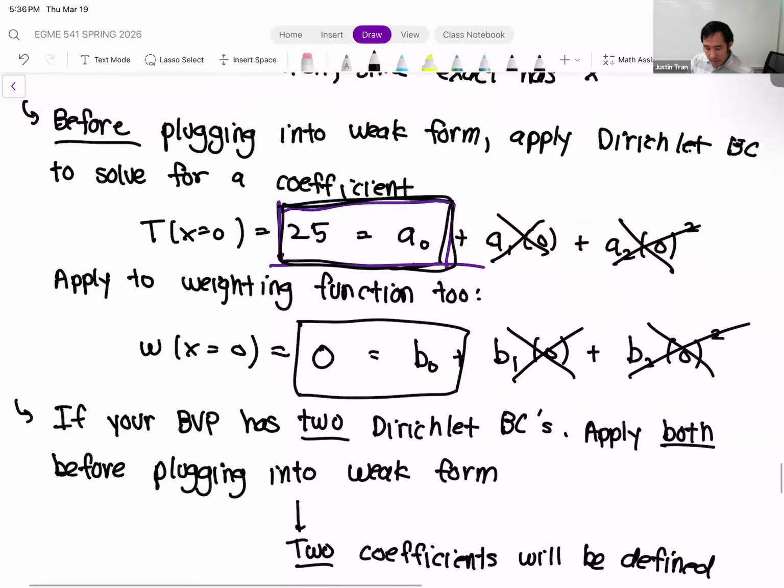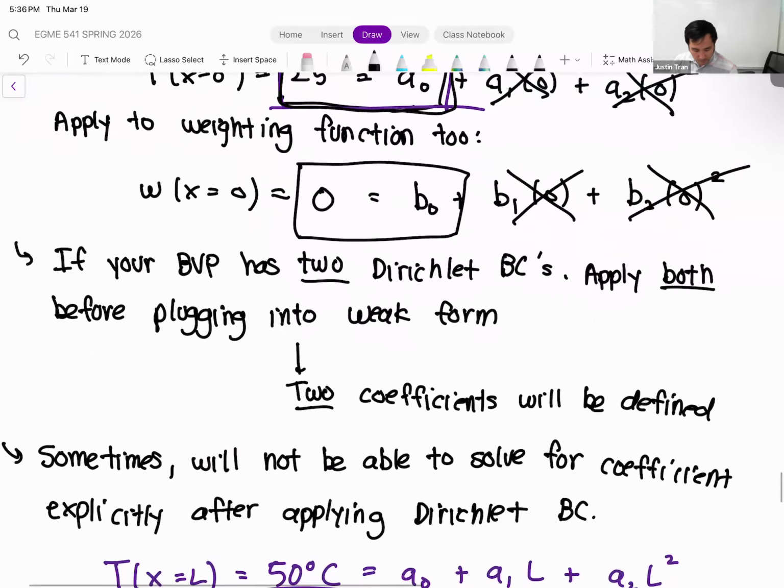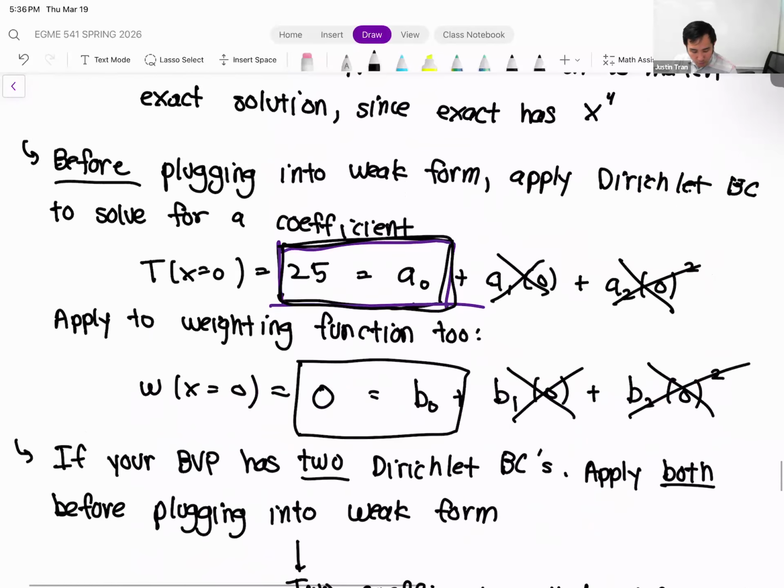And then applying the same boundary condition to the weighting function, we can of course solve for one of the coefficients there as well. But remember, the difference is that for the weighting function, we require that our weighting function disappears at the location of the Dirichlet boundary condition. So we set W of x at x equal to 0 to be equal to 0. And that gives us B0 is equal to 0. Okay, and so that's where we stopped, right?